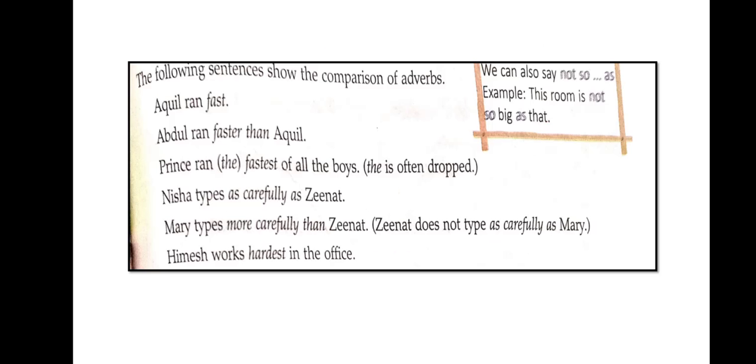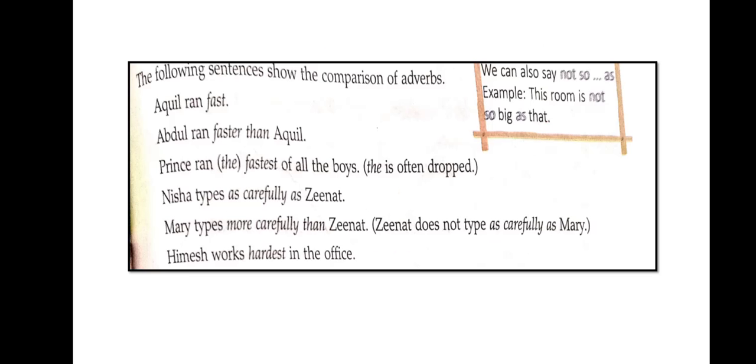When we are talking about any single thing or any single person, there we can use only the base form, fast, right? Now here we have a comparison in the second sentence, Abdul ran faster than Akhil. Abdul and Akhil, we are comparing two persons, so there we have used faster, er. It means it is the comparative degree, because we are talking about two persons. Whenever we are comparing any two persons, we use the comparative degree.